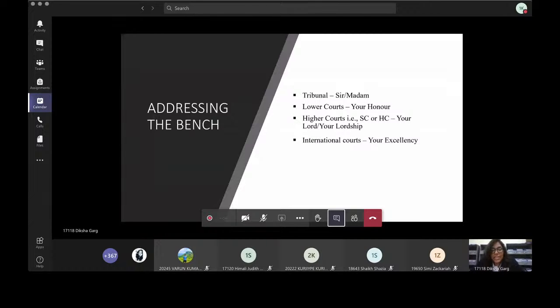Now, please keep in mind that you use the proper terminologies. Not all judges obsess over it, but it is good to have knowledge about which court you're approaching and how you address the judges there.